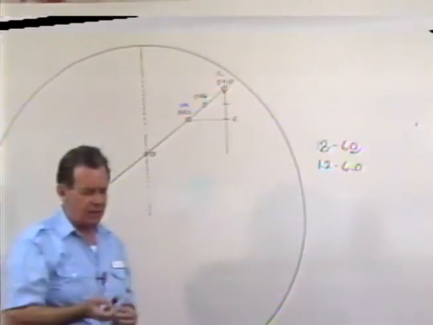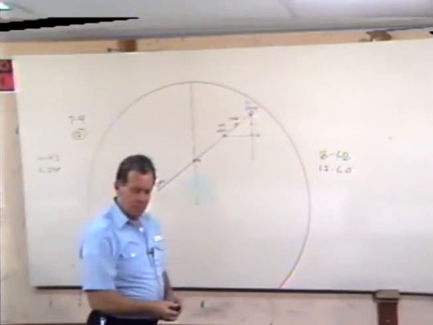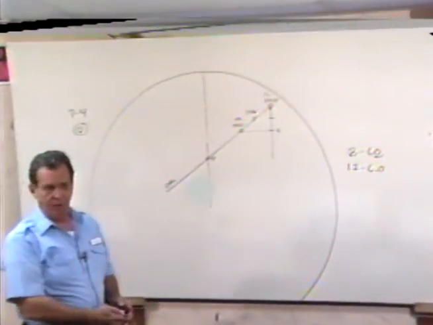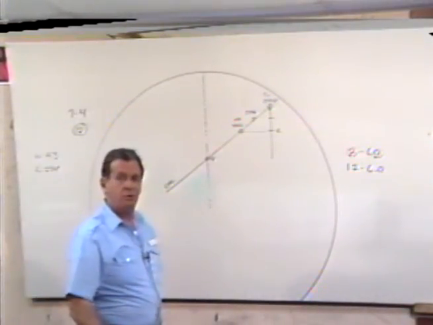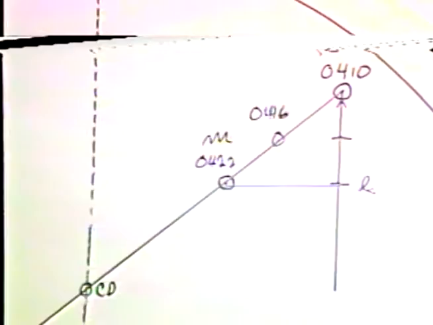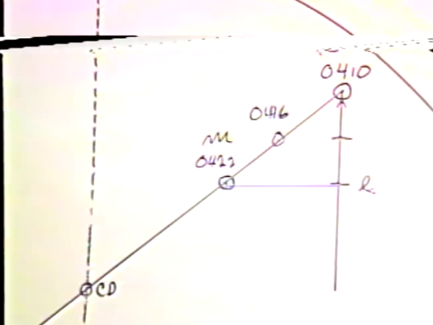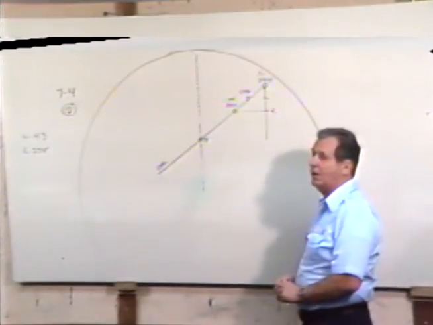Now, they're asking for something else as well. What is the direction of relative motion and the speed of relative motion? Now, how are we going to find the speed? I'm sure that aboard ship or aboard your boat you have found speed by running between two buoys, by running any known distance and noting what the time is. You should be able to determine what the speed is. So in this case, using your dividers, measure the distance between 410 and 422. Take that measurement, go over to the 12-mile scale, and you will see that it is 4 miles.